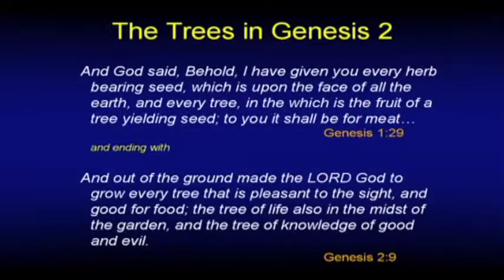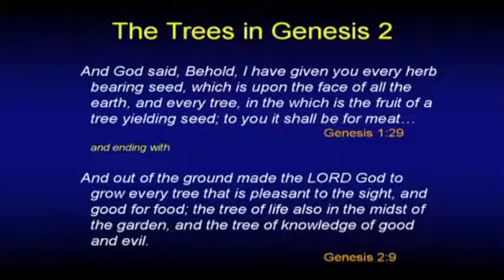The trees, in the end of chapter 1 of Genesis, the beginning of chapter 2, God says, behold, I've given you every herb-bearing seed which is on the face of the earth, and every tree which is the fruit of a tree yielding seed, it shall be for meat or for food. And chapter 2, verse 9, says, out of the ground the Lord God made grow every tree that is pleasant to the sight, good for food, the tree of life also in the midst of the garden, and the tree of knowledge of good and evil.